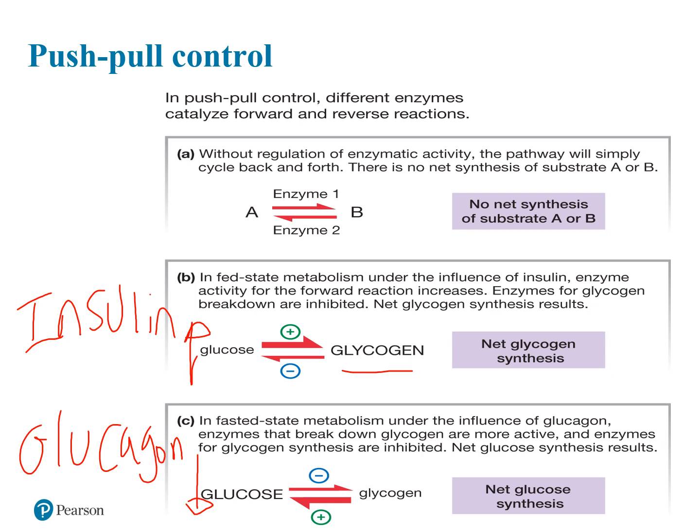And so therefore, when glucagon is released, your net glucose synthesis is going to increase because glycogen is going to start breaking down into glucose. When insulin, on the other hand, is being released, your net amount of glycogen is going to increase because your body would want to store the excess glucose as glycogen.